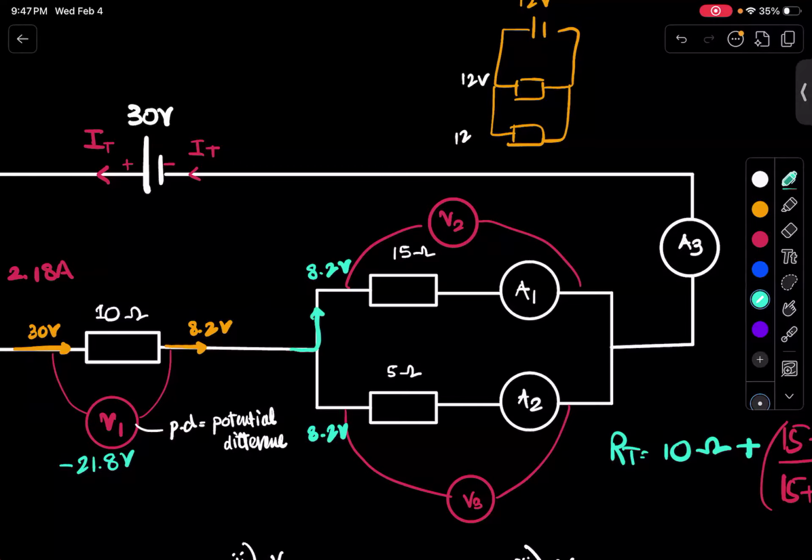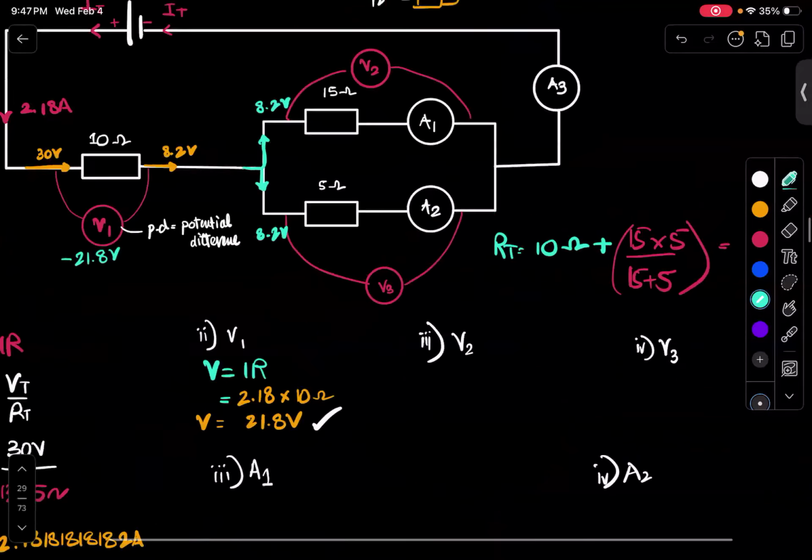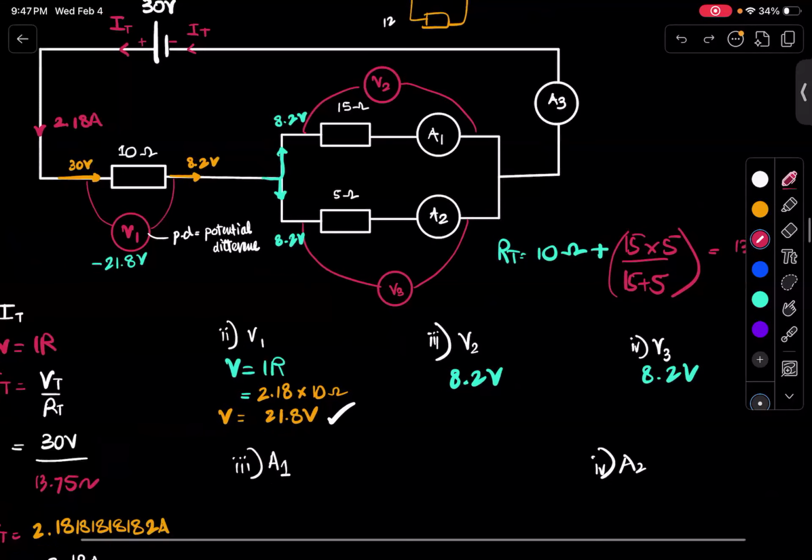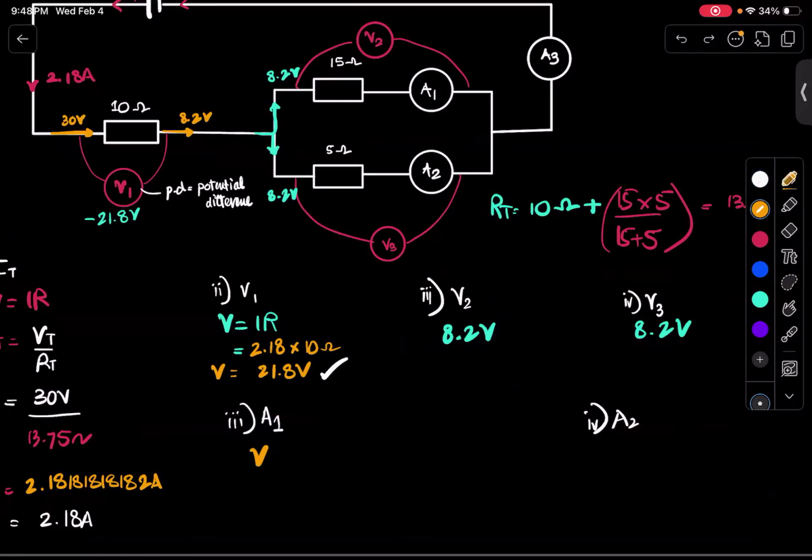And now once you have voltage, you've already figured out V2 and V3. So 8.2 volt and 8.2 volt. That's all you had to do. No calculations were required. In fact, the calculation for V2 and V3 was done in the previous part, right? Now, calculate A1. This is just easy. To calculate A1, again, V equals IR. Just use the formula I equals V over R.